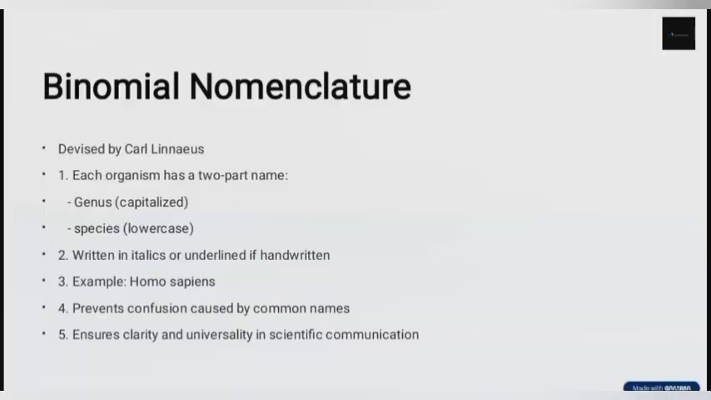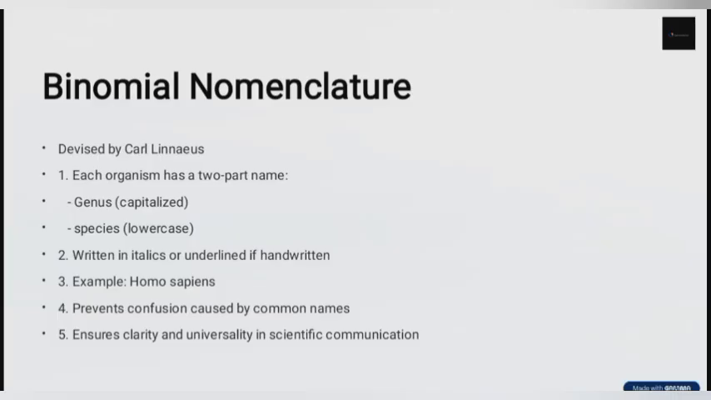Alright. So each organism has a two-part name. Number one is called the genus, and number two is called the species. Now the genus is like the surname. In humans, the genus is Homo. Now the species is like their own personal name. That is what we call sapiens. Something you should notice is that the genus is always written in capital letter.